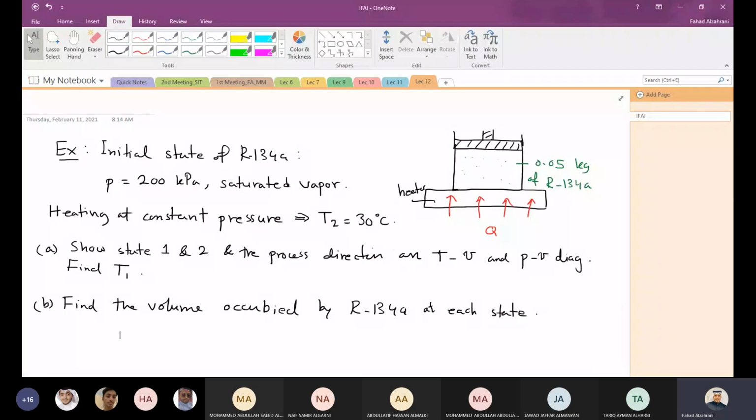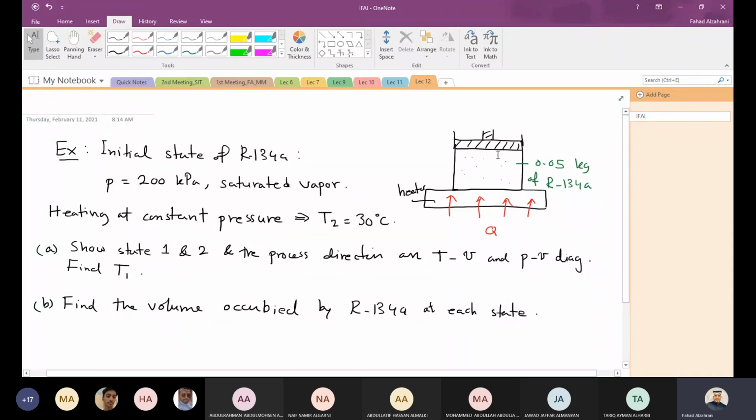So guys, this is a problem. The problem says I have a piston cylinder device, as you can see here. The piston cylinder device contains the refrigerant 134A. We call it refrigerant 134A or R134A. It has 0.05 kilograms of this refrigerant.